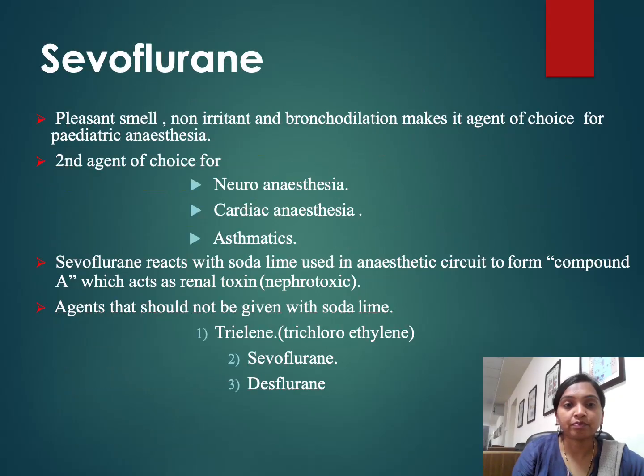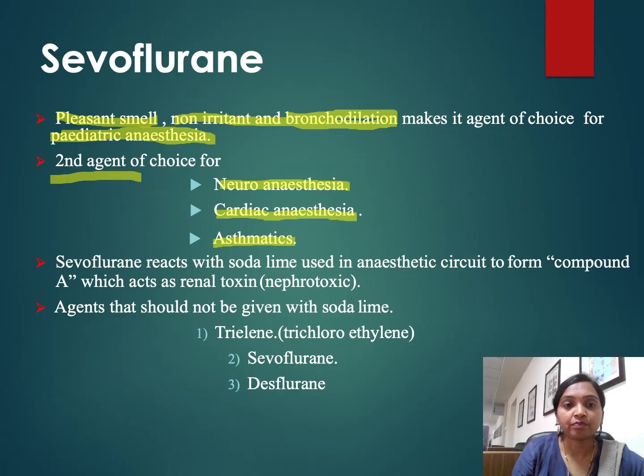Sevoflurane. Sevoflurane has a pleasant smell, and it is a non-irritant and produces bronchodilation. Because of this reason, it is used for pediatric anesthesia. Very, very important, pediatric anesthesia. So this is commonly used, and it is also a second line drug of choice in case of neuro anesthesia or cardiac anesthesia and asthma patients, because of all these advantages.